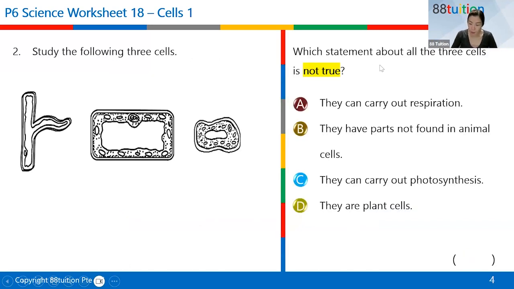Question 2. Now, which statement about all the 3 cells is not true? Is it true that they can carry out respiration? Is it true that they have parts not found in animal cells? Then do you think they can all carry out photosynthesis? They are plant cells? Of course, they are plant cells, right? How do you know they are plant cells? Cell wall. Yeah, good. You are typing. Some of you are very fast. You type very fast when I ask for inputs. So yes, they all have cell wall, so they are plant cells.